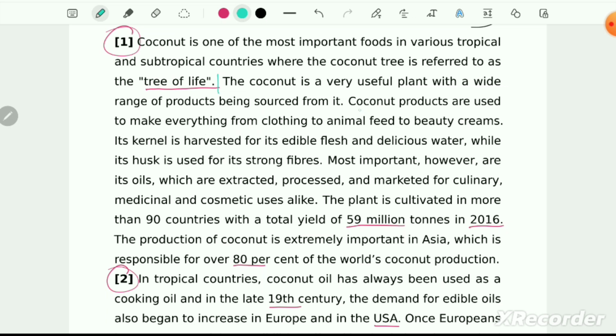Okay, so here we can say this sentence gives us some applications of coconut. It gives us clothing, animal feed, beauty creams. Its kernel is harvested for its edible flesh and delicious water, while its husk is used for its strong fibers. So what is kernel? Let's find out this word husk. What does it mean? Let's find out.